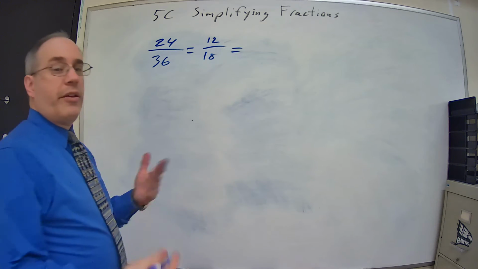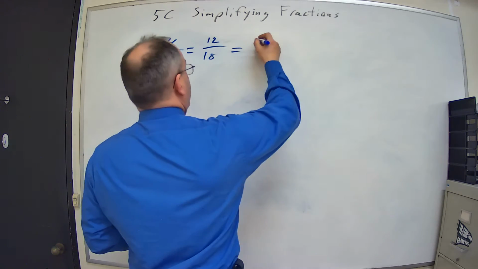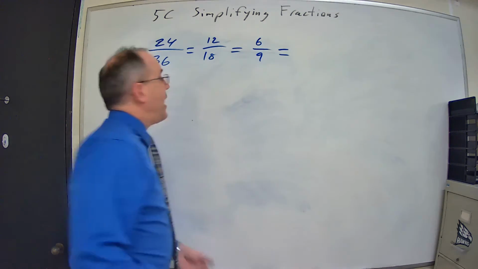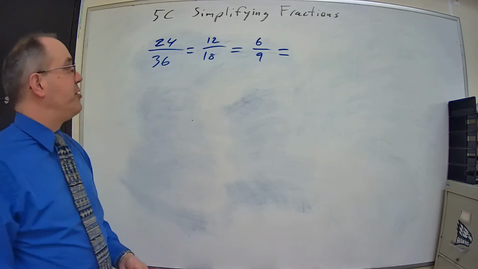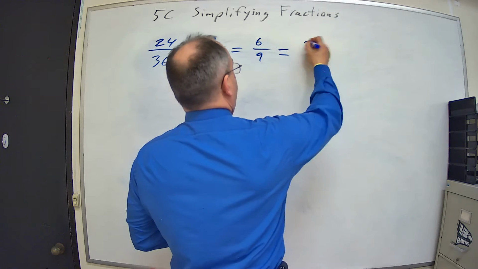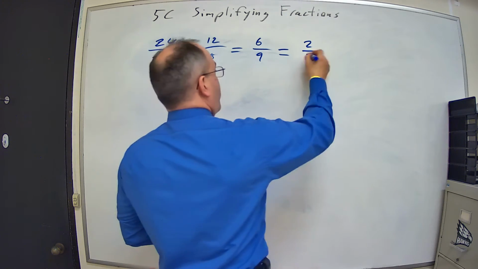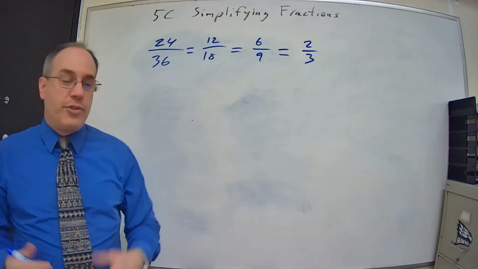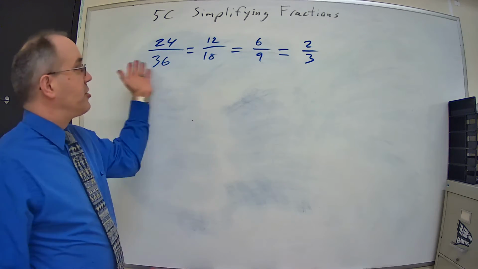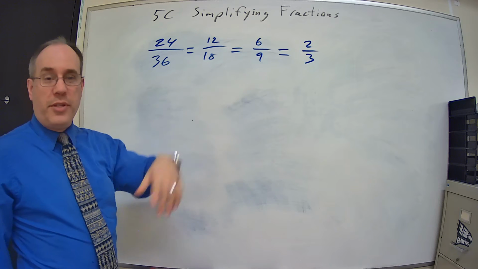I see I can pull out another 2. 12 divided by 2 is 6. 18 divided by 2 is 9. I can't pull out any other 2's, but I see they're both divisible by 3, so 6 divided by 3 is 2, 9 divided by 3 is 3, and I have 2/3. Okay? So I can pull it out a piece at a time.